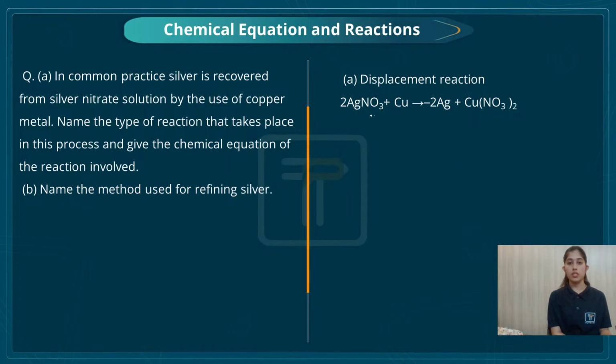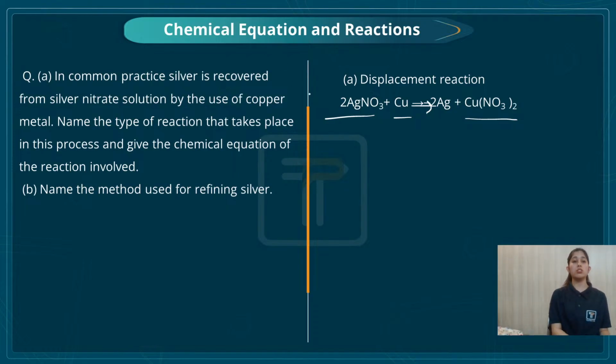Yes. So silver nitrate when it reacts with copper gives you silver and copper nitrate. That's it. Simple displacement reaction. This copper is going to displace silver from its salt. Name the type of reaction that takes place. Done. Name the method used for refining silver. What is the method?